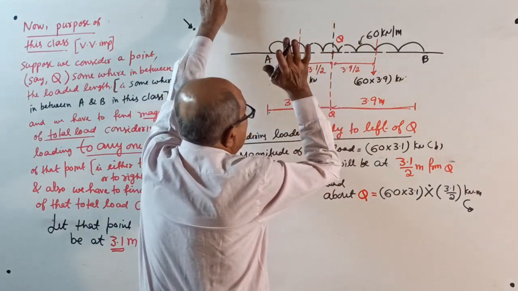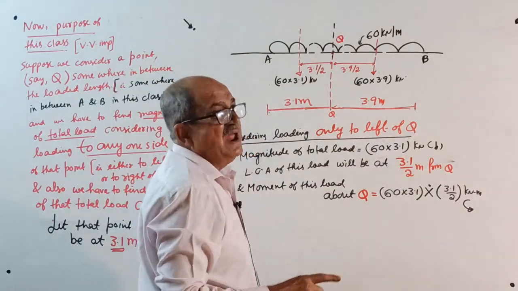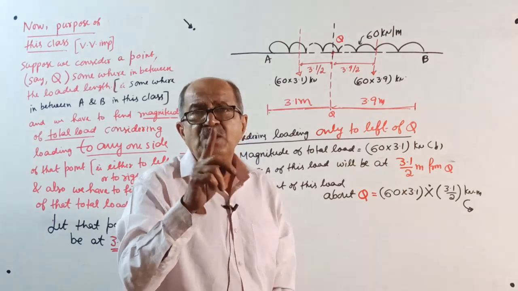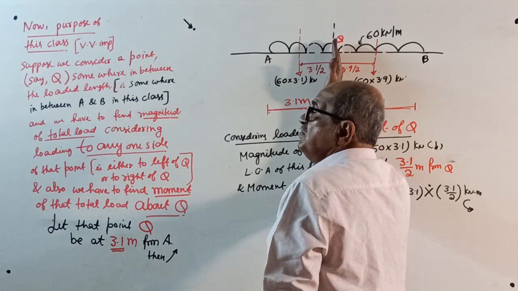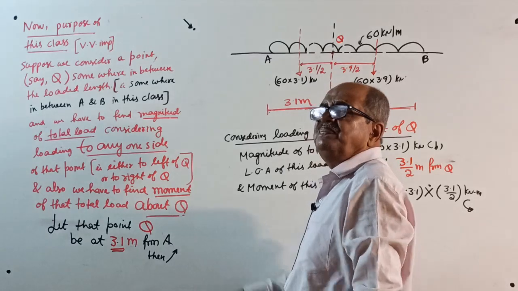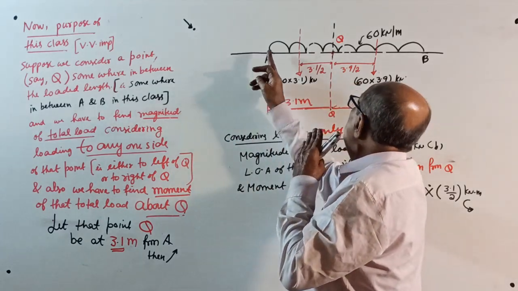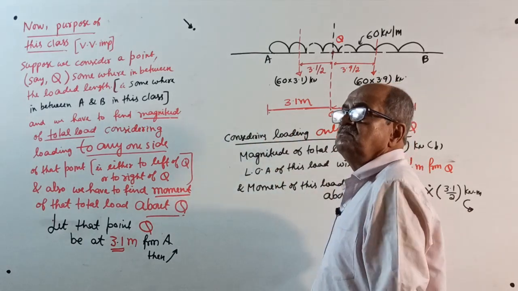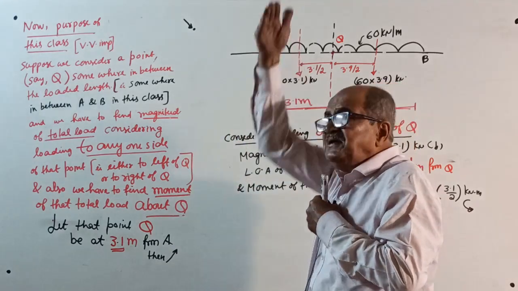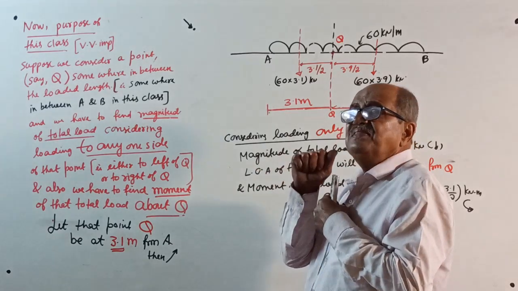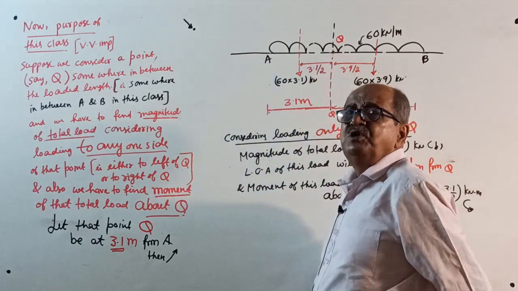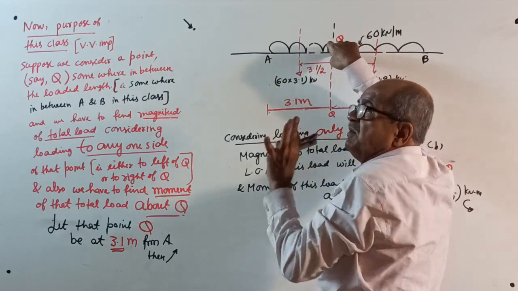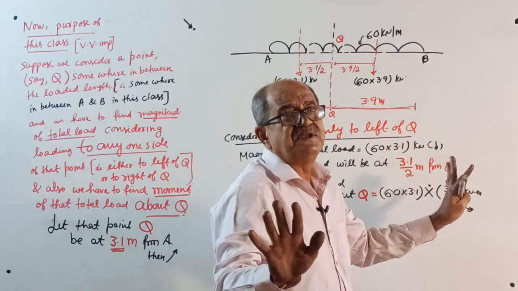Write once and for all: two cases, two calculations you require. Calculation 1: look only at this side, nothing on that side. That is loading from A to Q, so the loaded length becomes 3.1 meter. Find the magnitude of that total load, and where is its line of action from Q, because we want moment about Q only. Moment about Q will be the total load into this distance. Then look at the other side, a separate calculation.